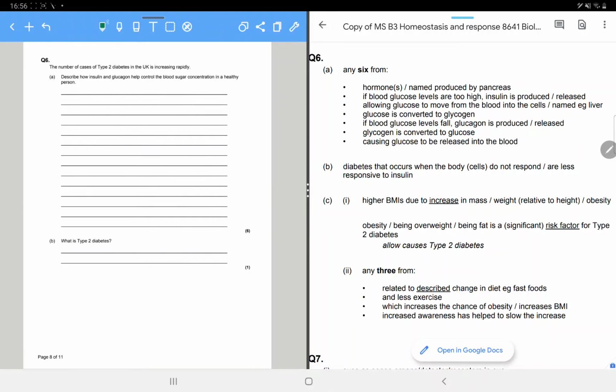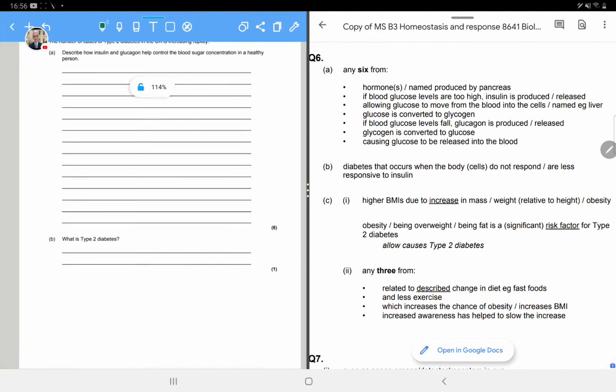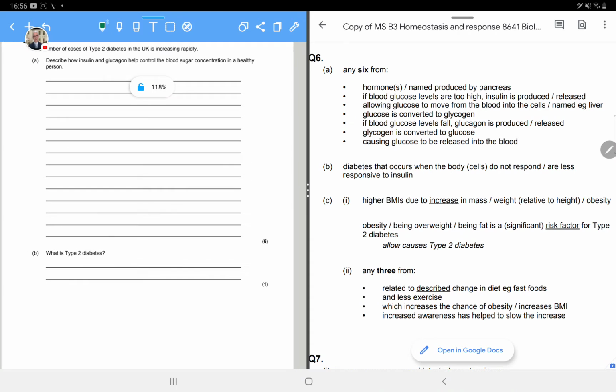So question 6 is a question on insulin and glucagon and type 2 diabetes and the regulation of blood glucose. That is relevant to homeostasis, keeping our internal body conditions the same. And this part A is a beautiful question because it allows you just to pour out your knowledge about the negative feedback system that exists between glucagon and insulin in your body in order to keep the blood sugar concentrations the same. So describe how insulin and glucagon help to control blood sugar concentration in a healthy person.